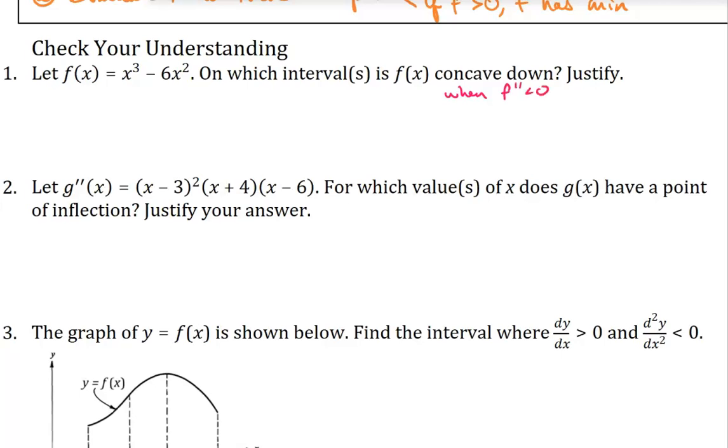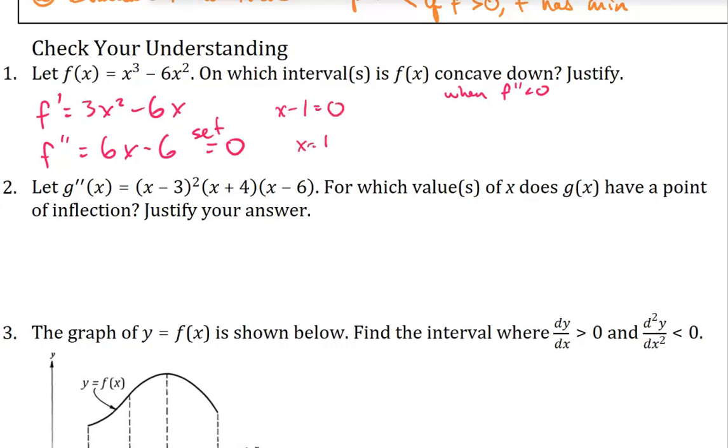So I need to find my second derivative and then do a test on the number line to figure out where that is positive, or in this case, we want negative. So f prime is 3x squared minus 6x. f double prime is 6x minus 6. I'm going to set that equal to 0. I can divide everything by 6, so I have x minus 1 equals 0, meaning x equals 1 is the critical point on f prime, okay, because it's where f double prime is equal to 0.